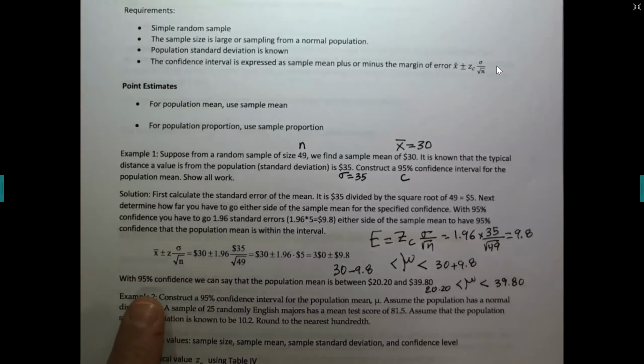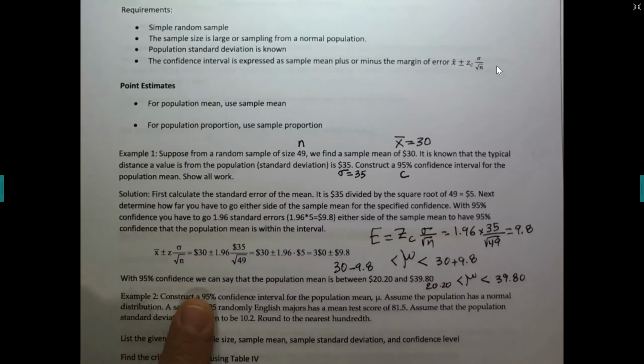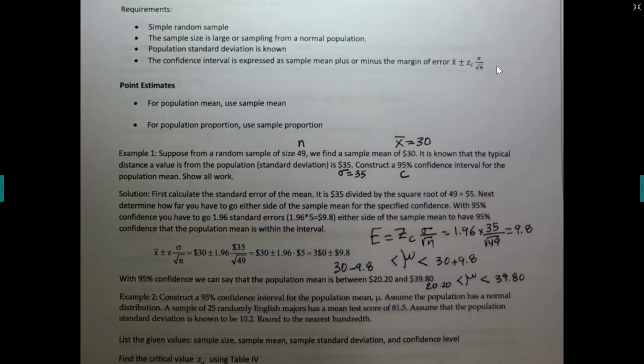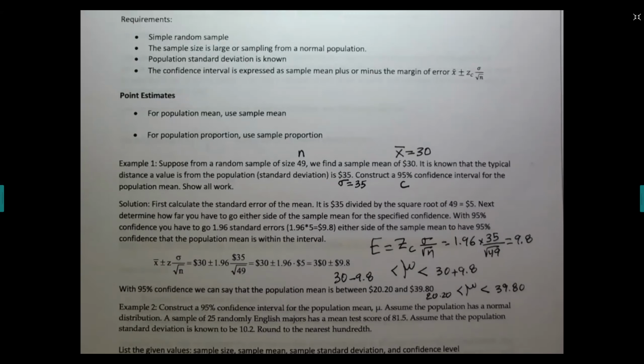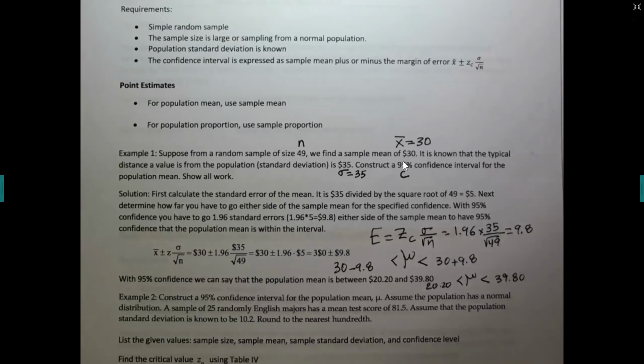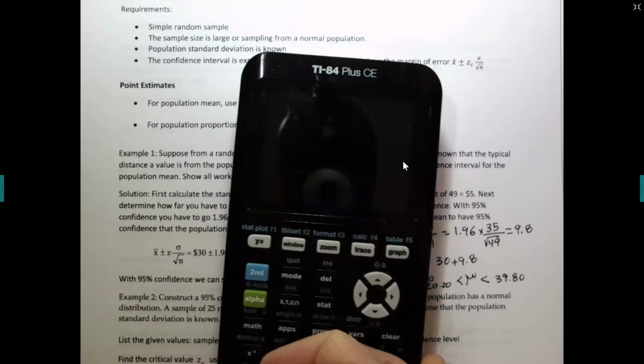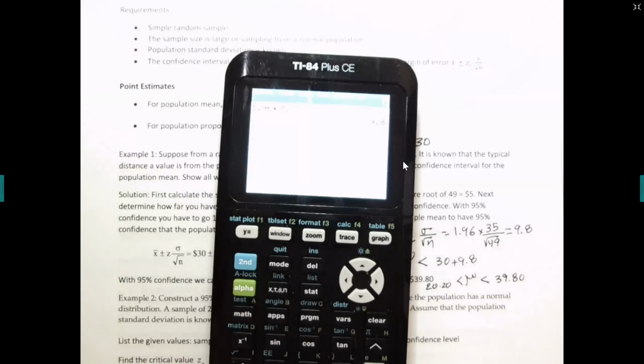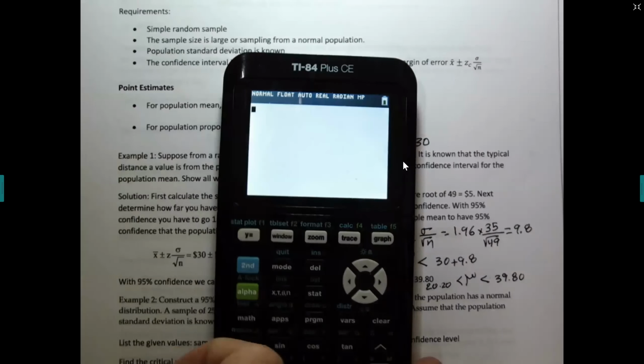And with 95% confidence, we can say that the population mean is between 20.20 and 39.80. Any questions, guys, before I show you how to use technology now to do this interval? You're going to see how technology is done here. Okay. Watch. You ready?